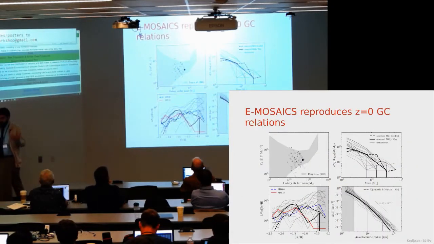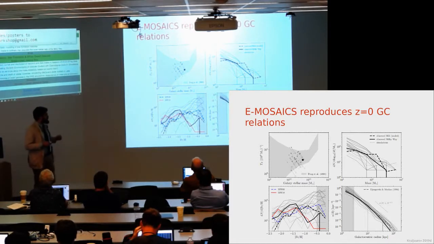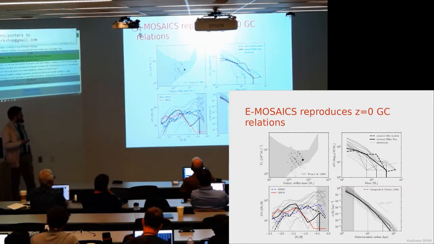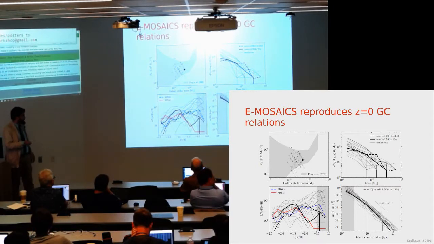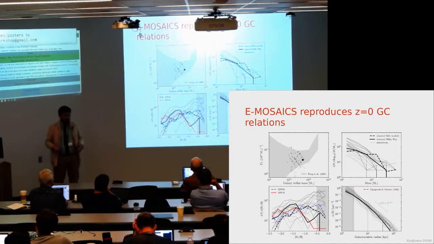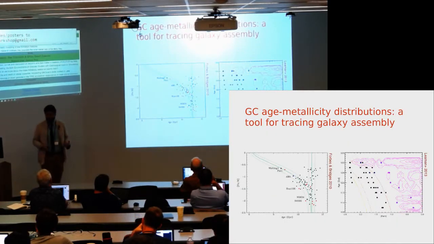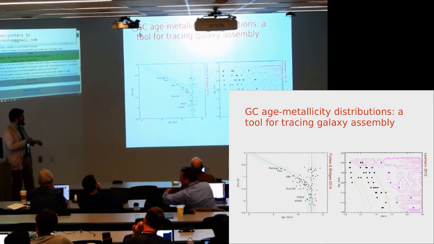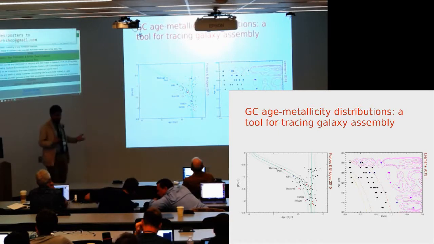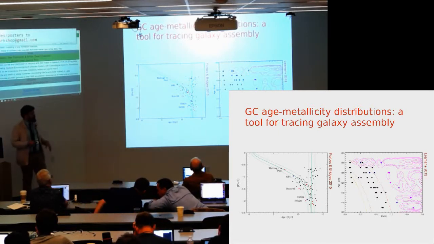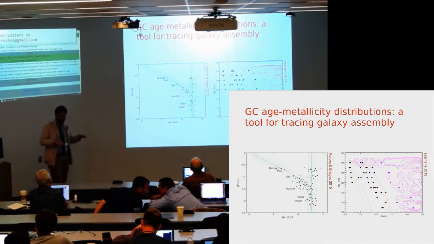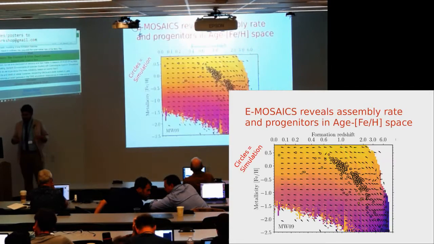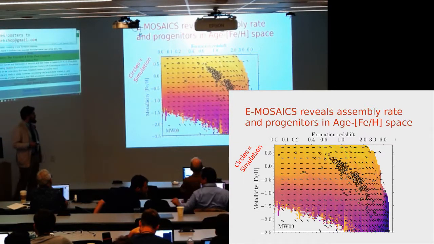So we've already seen from a couple of publications that have come out now that the E-MOSAICS simulations reproduce a number of critical globular cluster scaling relations, such as the specific frequency, the metallicity distribution, and the spatial profile of the globular cluster systems. But I'd like to show you now a particular application to actually use these things to trace galaxy assembly. So it's been proposed for a long time that by looking at the age-metallicity plane of stars and globular clusters, you can disentangle where certain things formed, where they ultimately come from. And so we can actually do this with the globulars in the E-MOSAICS project.